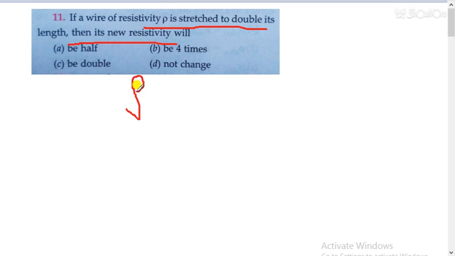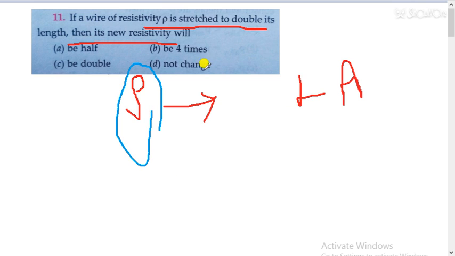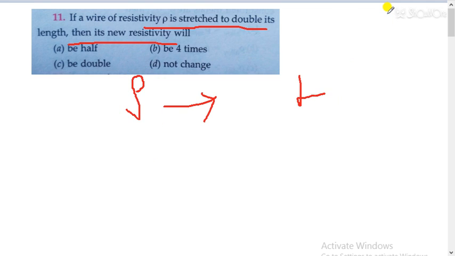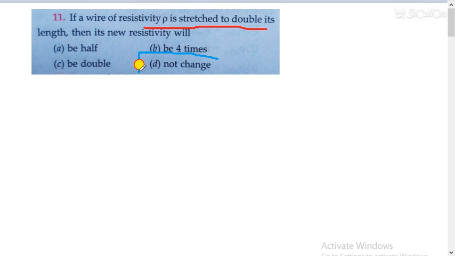So students, as I said in the lecture, resistivity does not change with the change in length or change in area. Resistivity only changes when there is a temperature change or a material change. So stretching length or decreasing or increasing area will not affect the resistivity. That means the answer for this question will be no change. When we stretch a wire, the resistivity of the wire does not change.